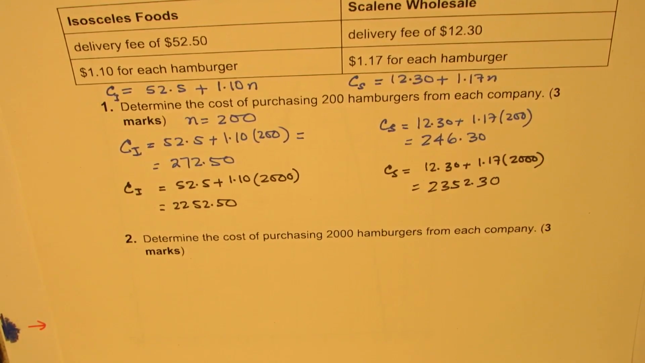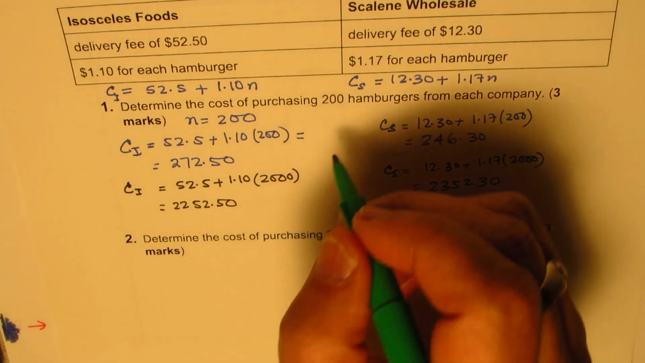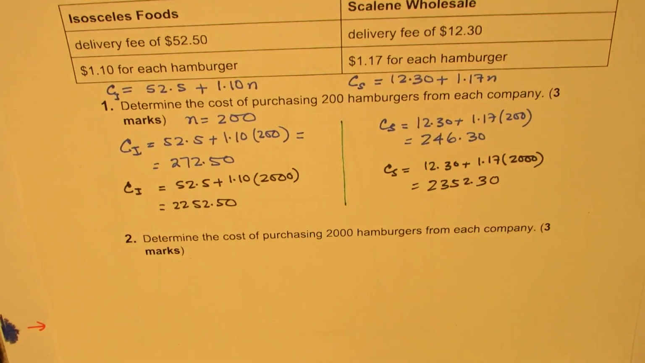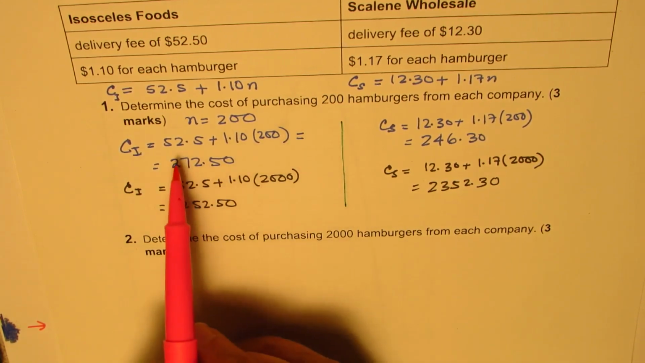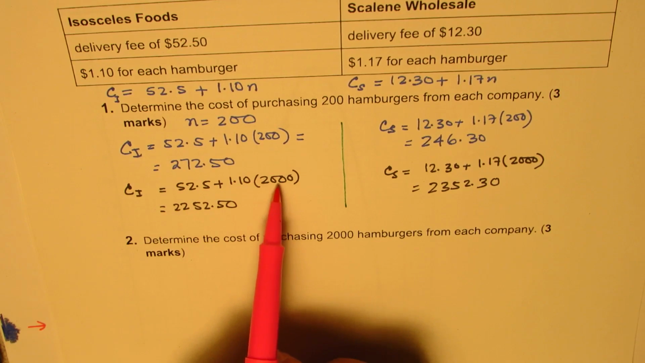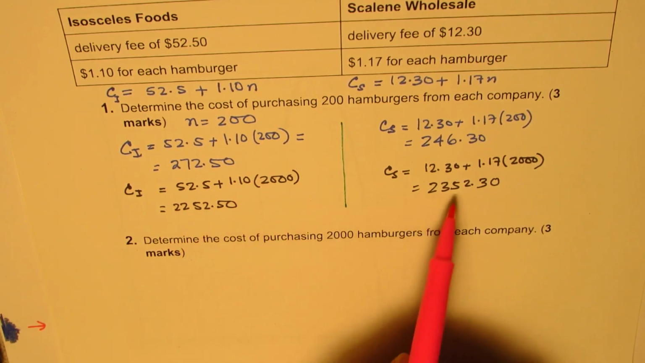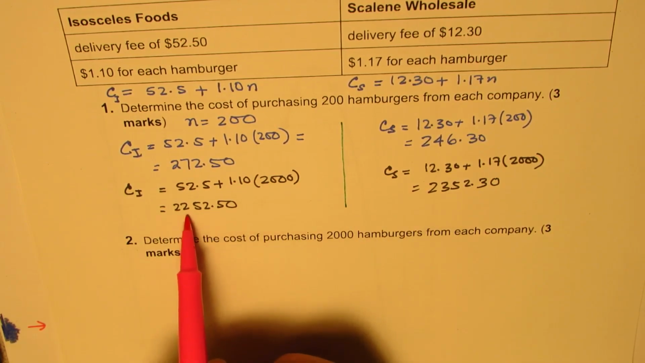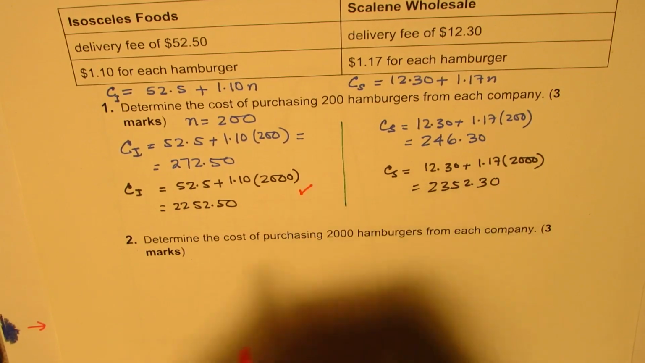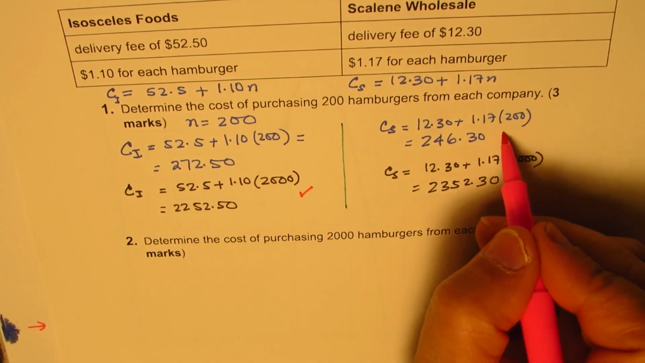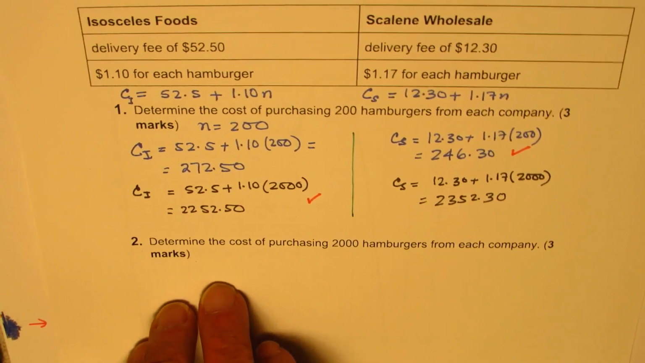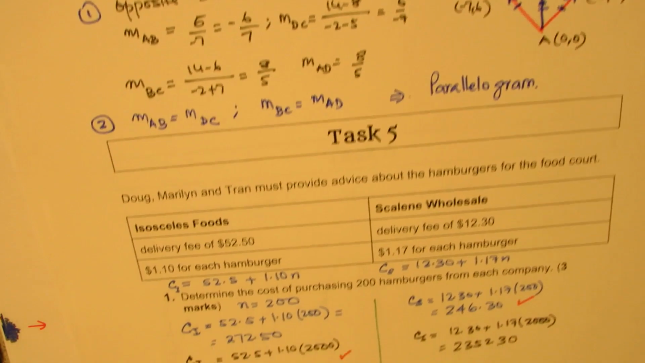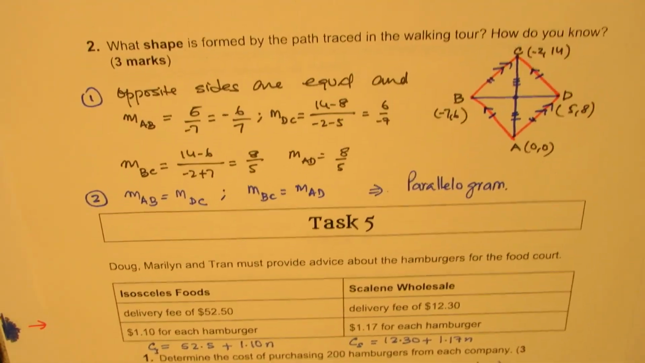Now from here we can compare which one is better for what kind of bargain, right? The delivery charge is pretty high, so if the quantity is higher, this will be cheaper. It is $100 cheaper for higher quantities. But for lower quantities, Scalene Wholesale is better, correct? Now let's look into question number 3 from this particular section.